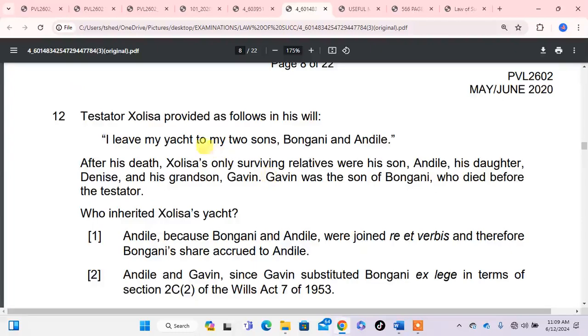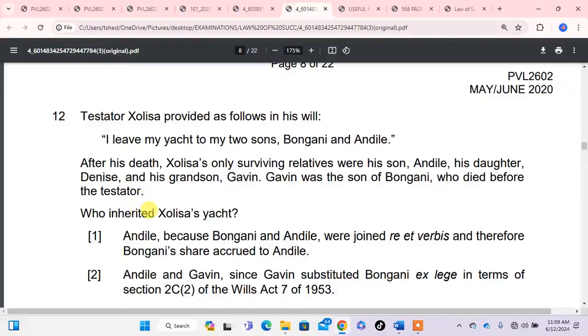Testator Xolisa provided as follows in his will: I leave my yacht to my two sons, Wongani and Andile. After his death, Xolisa's only surviving relatives were his son, Andile, his daughter, Denise, and his grandson, Gavin. Gavin was the son of Wongani, who died before the testator.